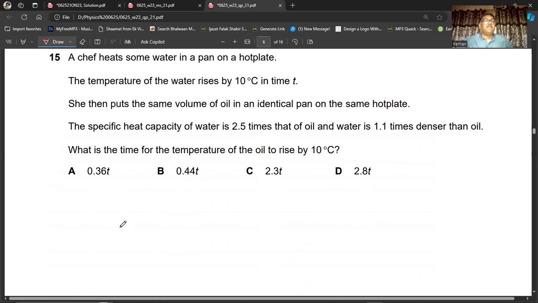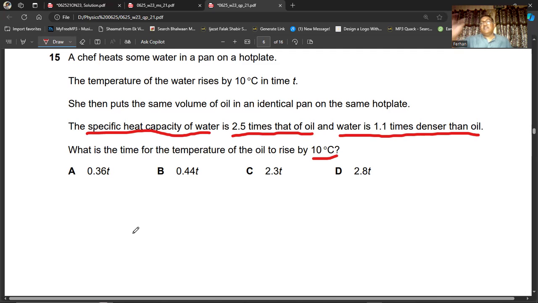Question number 15. A chef heats some water in a pan on a hot plate. The temperature of the water rises by 10 degrees centigrade in the time t. She then puts the same volume of oil in an identical pan on the same hot plate. The specific heat capacity of the water is 2.5 times that of the oil. So they are talking about the specific heat capacity of water. The water is 1.5 times denser than oil. What is the time for the temperature of the oil to rise by 10 degrees centigrade?